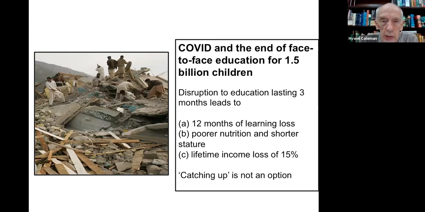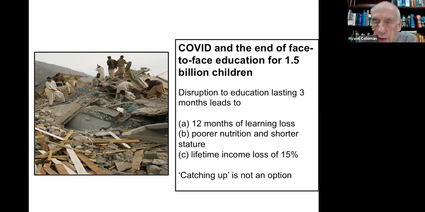Right, the next issue is education. I think we're all aware of it, that education has been disrupted for children in many, if not most parts of the world. But the longer term implications are very serious, and I think perhaps there isn't much awareness of this yet.